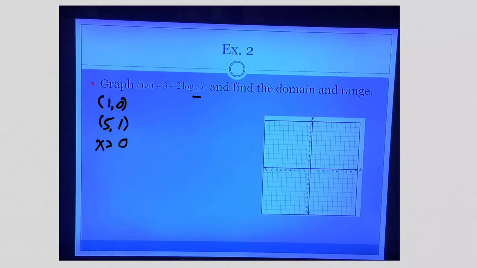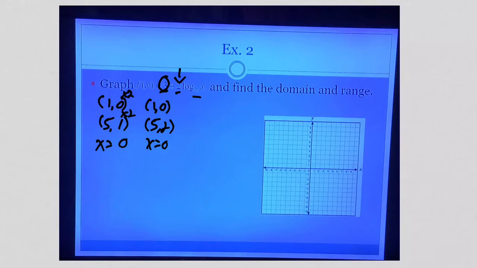So in this case we have two numbers. We have a 3 over here and we have a 2. Because there is no parentheses with the x, neither of these will affect the x. It will affect the y. Just like exponential, we start with the number that's multiplying. So in this case the 2, so we have to multiply all the y values by 2. So since the asymptote is not a y, it just stays the same. So we have the coordinate 1, 0, 5, 2, and x equals 0.